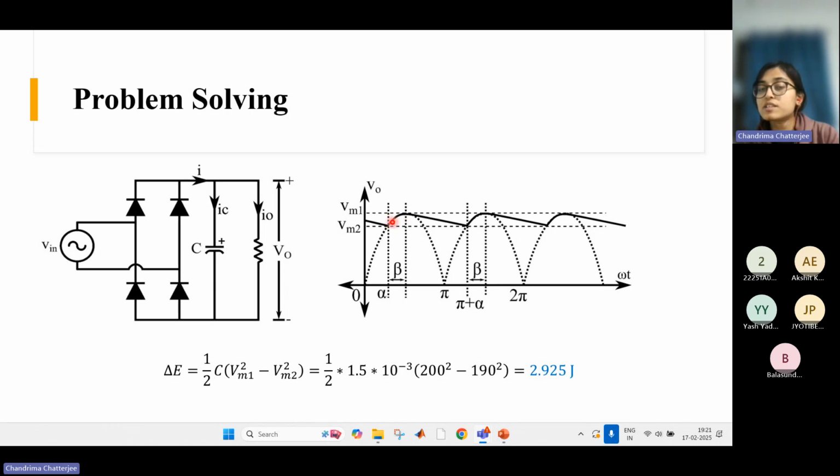E1 is greater than E2 because here the voltage is higher than at this point. The difference in E is the energy lost during the discharging process. It had a certain amount of energy, and as it discharged, it lost some energy. So the difference between the energy at this point and this point is the energy lost during the discharging period. Okay, let's go to the next problem.